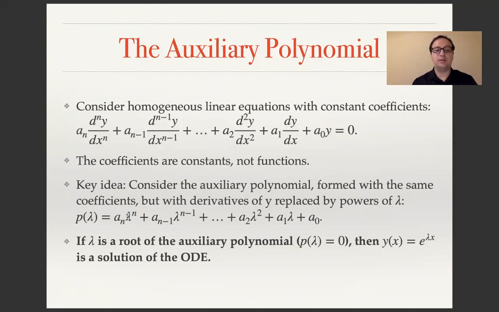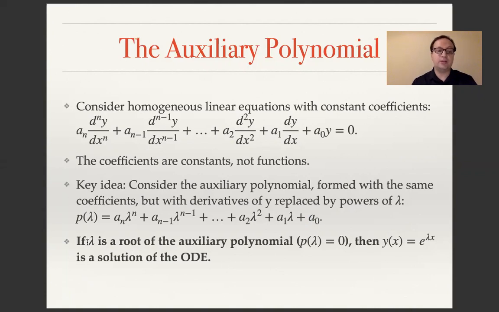So I get an lambda to the n plus an minus 1 lambda to the n minus 1 plus etc., all the way down to a0. So a0 is the coefficient of y with no derivatives. So then in the polynomial, a0 is multiplied by lambda to the power 0, which is 1. So a0 is the term with no power of lambda. Right? Then this leads us directly to solutions of the equation.